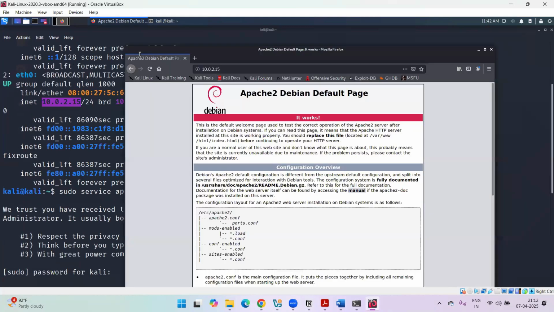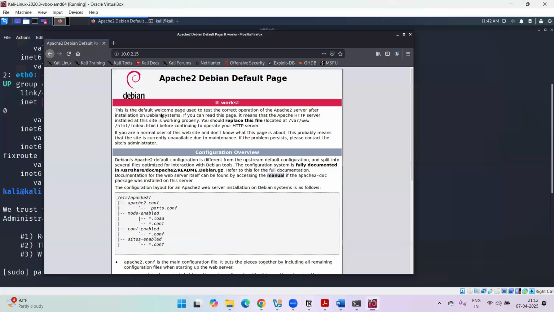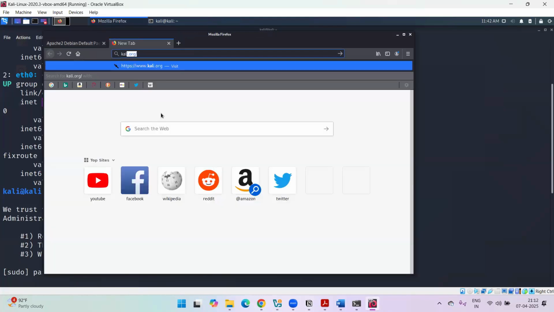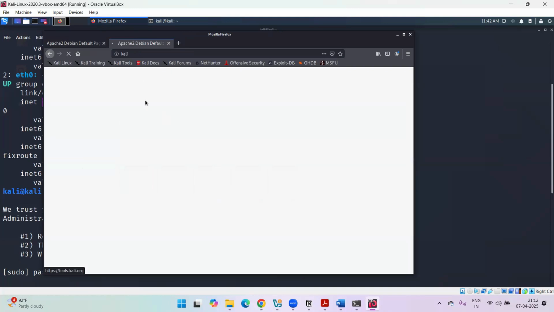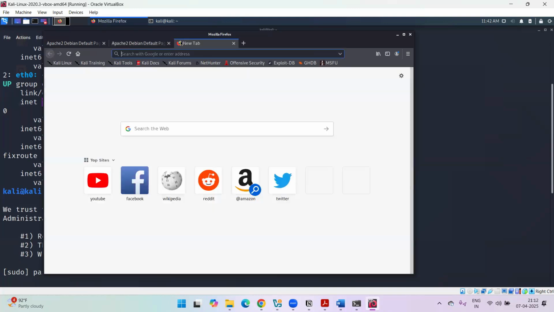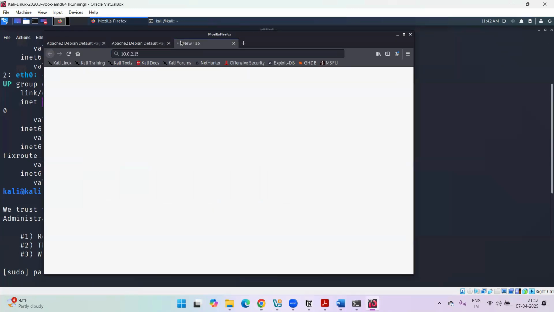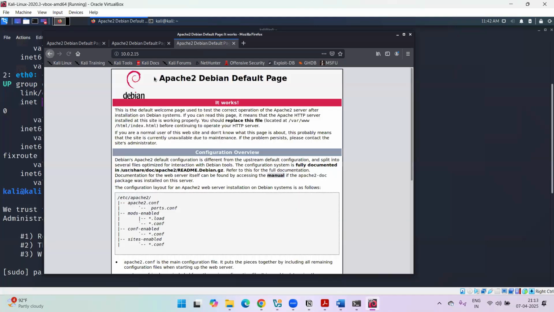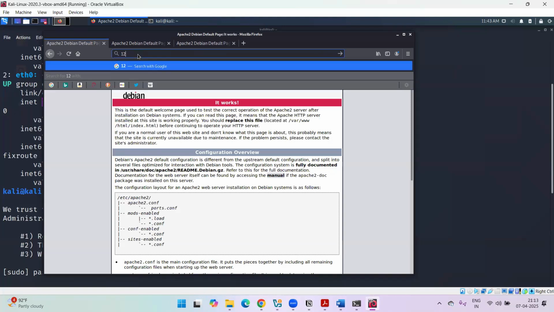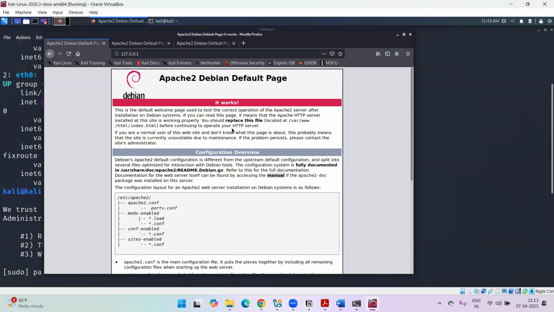You can see now. Even if I'm calling the same server with 127.0.0.1, I'm getting the same thing. If I'm calling the same thing with my hostname, like Kali, I can see the same page. Or if I'm calling it with my private IP address, all are pointing to the localhost only. So that's how we can use 127.0.0.1 for loopback testing purposes.